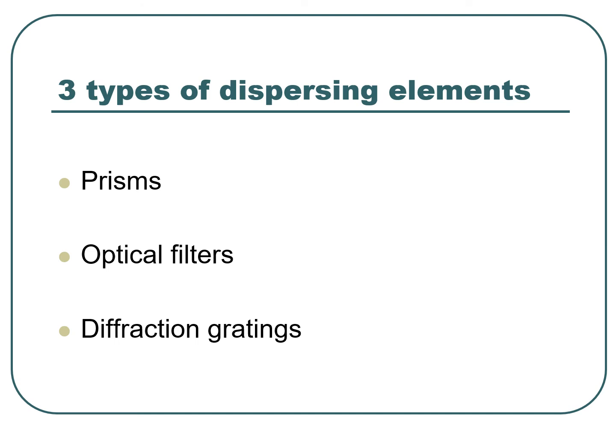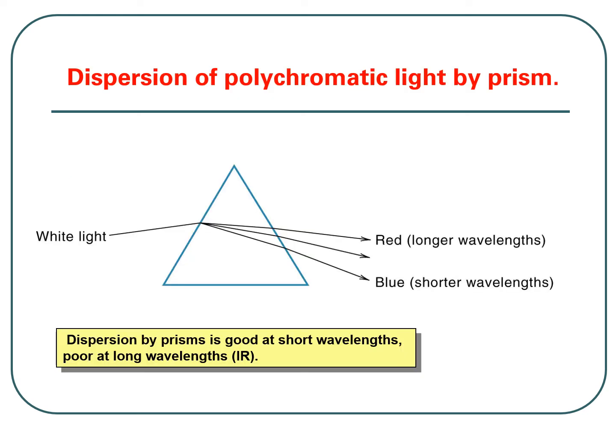There are three types of dispersing elements: prism, optical filters, and diffraction gratings. Students, this is an example of the dispersion of polychromatic light by the prism. The white light passes through the prism. The dispersion by the prism is good at short wavelengths and poor at long wavelengths.